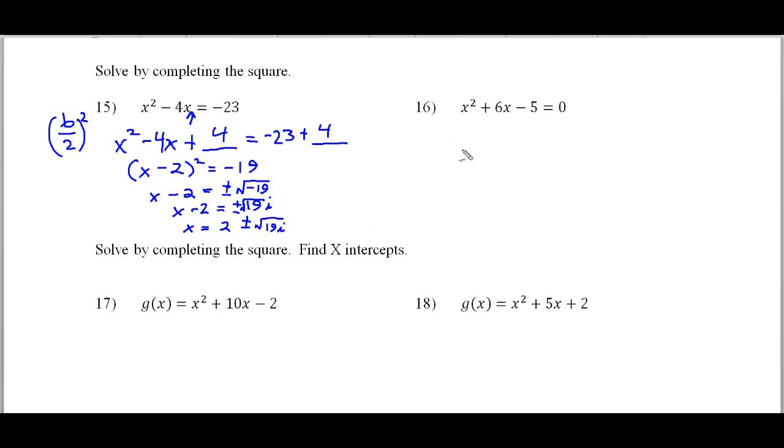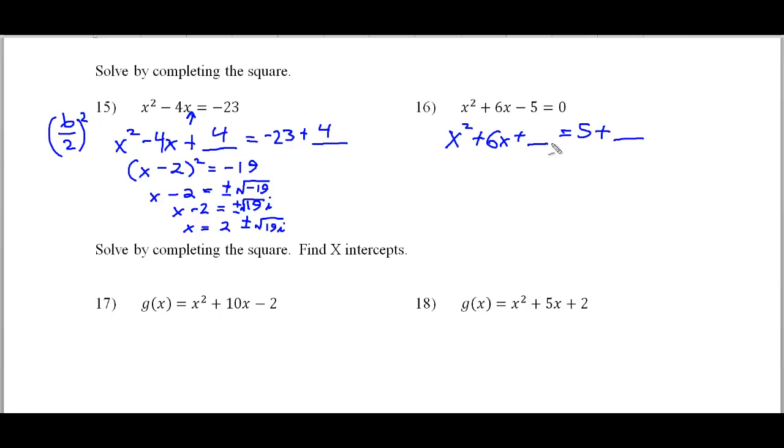Looking at problem 16, you'll notice that this is another unfactorable problem. I don't know of two numbers that multiply to make a negative 5 and add to make 6. Positive 5, sure, but not a negative 5, because that means I'd have to have a negative 1 and a positive 5, or a negative 5 and a positive 1. So what we're going to do is leave a space here by moving that 5 to the other side. By adding 5 on both sides, I leave myself a space to complete the square.